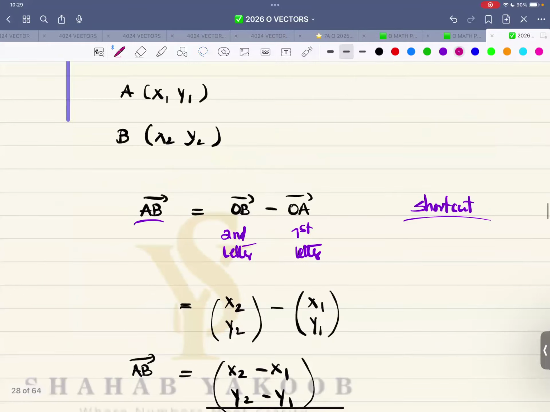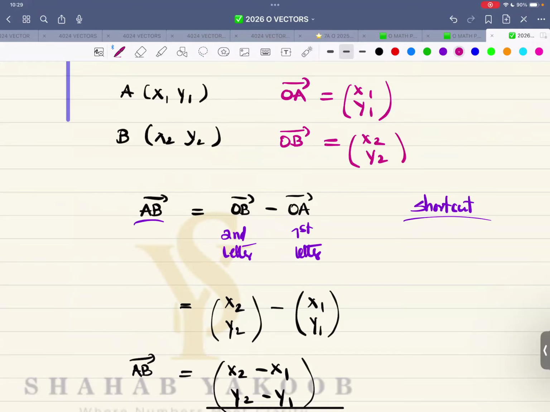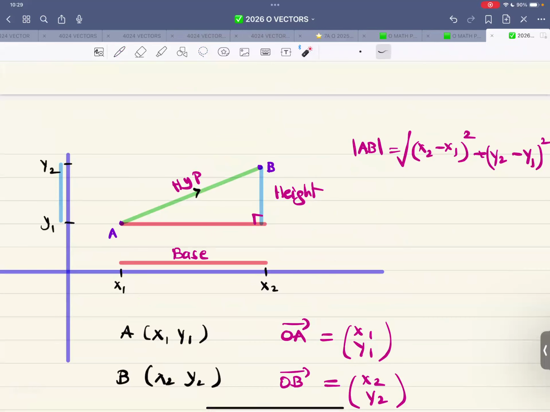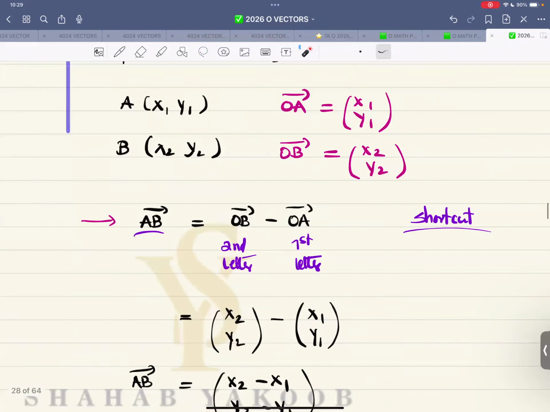So if someone is interested in the magnitude, this can also be written like this. And secondly, someone asks me to repeat this. OA is written as x1, y1. OB is written as x2, y2. That means what is AB? How can you go from A till B? Going from A till B, that is the position vector of second letter minus position vector of first letter. That is OB minus OA.